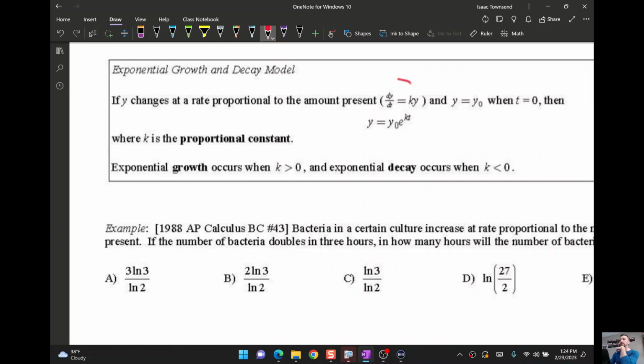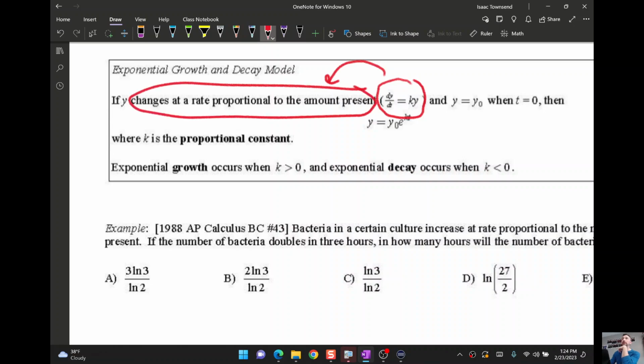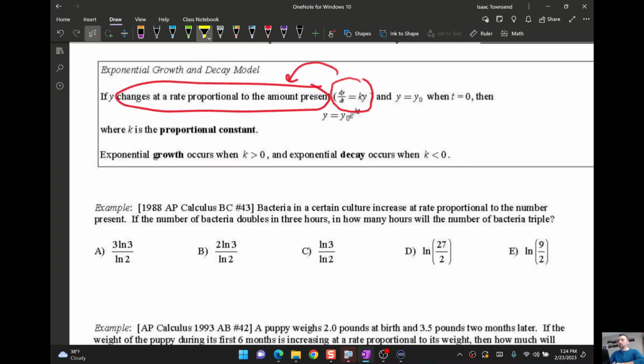Either, here's the only thing calculus that's going to show up on this worksheet. This means the same thing as this. If something changes at a rate proportional to the amount present, a calculus way to say that is with the little derivative here. As soon as you see that in a question, it's going to be this type of problem. Y is equal to y sub 0 times e to the kt. Or, might look more familiar, if I write it like this.